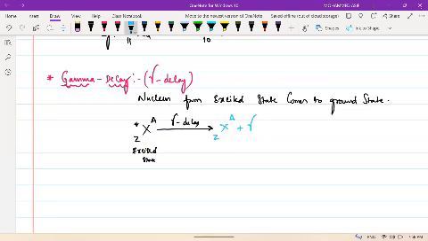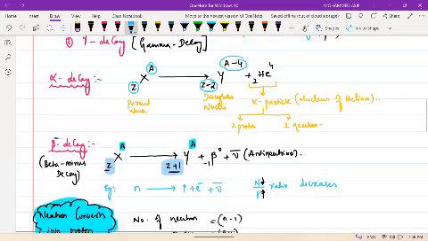So what is happening in gamma decay? There is no change in atomic number and there is no change in mass number. It will remain the same. It will just come from the excited state to the ground state. That process is called gamma decay. Am I clear? Once again.